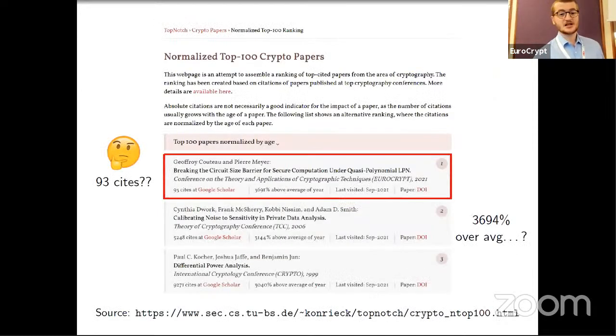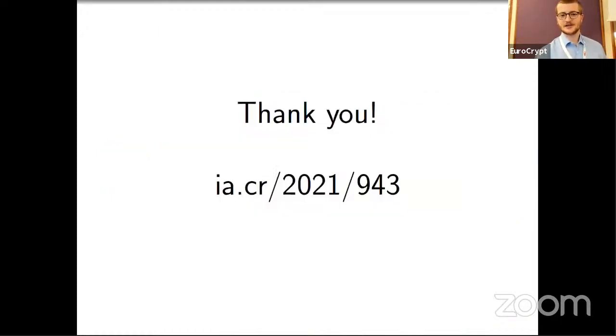Because in that case, you'd actually make it to the number one spot of the most influential crypto papers of all time, according to this metric, which I discovered the same as you. So even though this is perhaps hoping a bit much, I hope you still enjoy reading our paper on the eprints. Thank you very much.